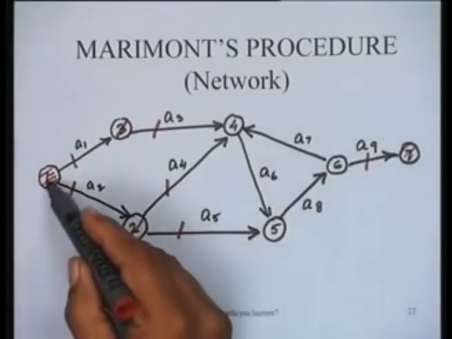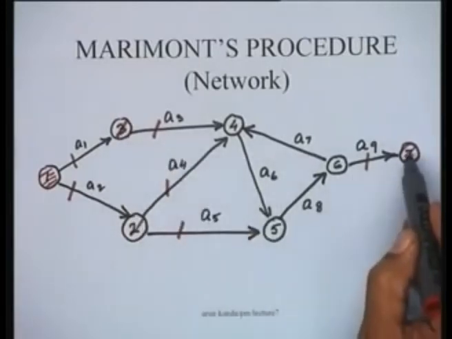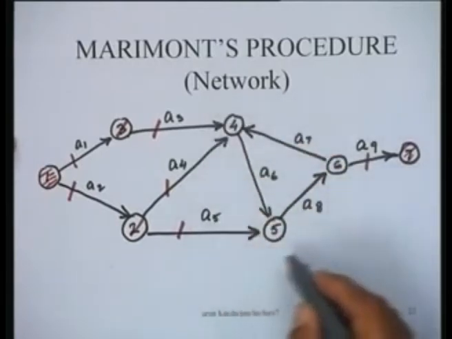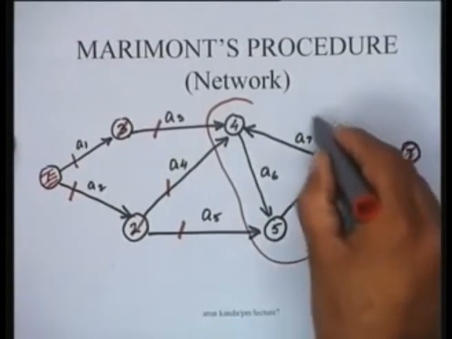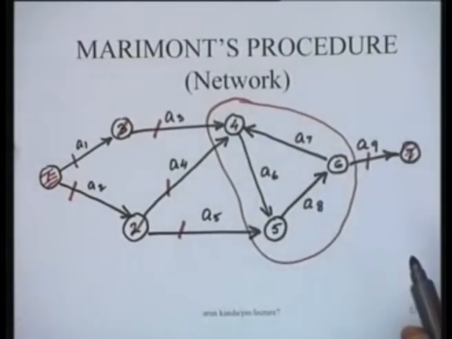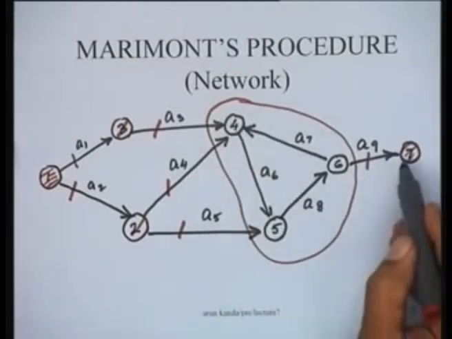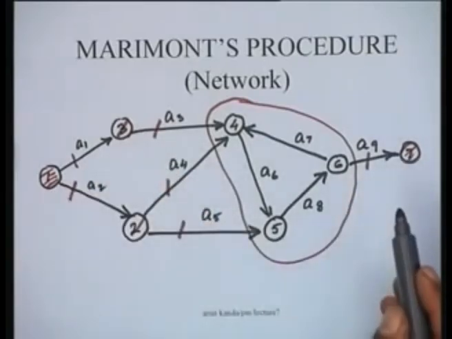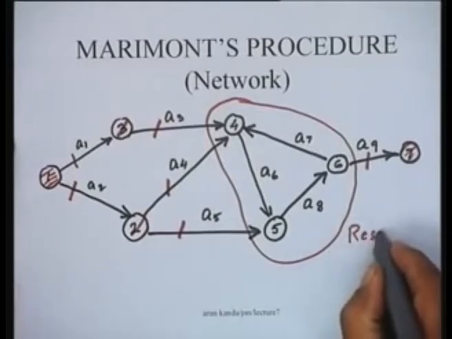So we have been able to delete nodes 1, 2, 3 and these arcs and this node, and what is left is that we are not able to delete this particular portion of the network at all, right? We are not able to delete either node 4 or 5 or 6, whereas we have been able to delete the other nodes 1, 2, 3 and 7. So this is what we call a residual subnetwork.